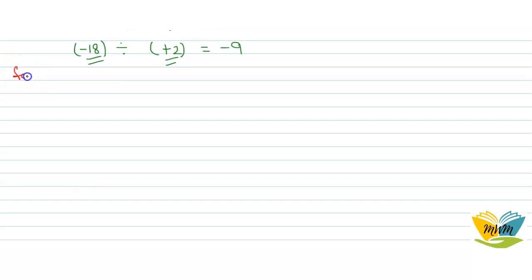Let me explain this by giving some more examples. Suppose I want to divide plus 275 by plus 5. After dividing 275 by 5, we get 55. Plus 275 and plus 5, plus and plus means plus. We get plus 55 as the answer, or we can write simply 55.